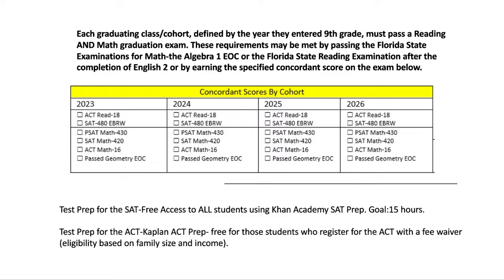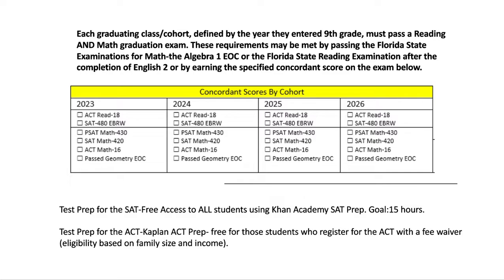There are some prep programs available online, of course. There's probably too many to name. The 2 most common are going to be for the SAT, the Khan Academy SAT Prep. This is free to all students. It doesn't matter what grade level you're in. Your goal would be to do at least 15 hours of SAT Prep on Khan Academy to see a real significant gain in your score.